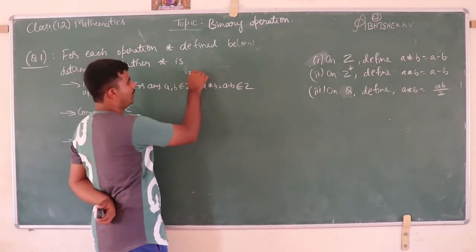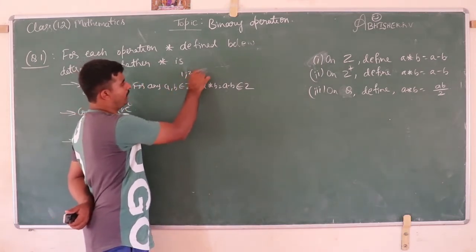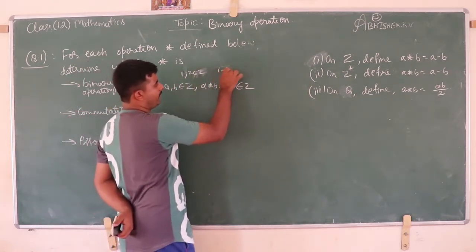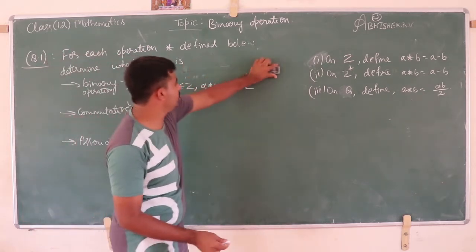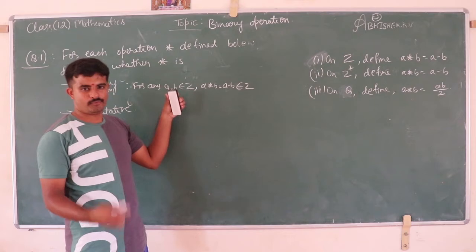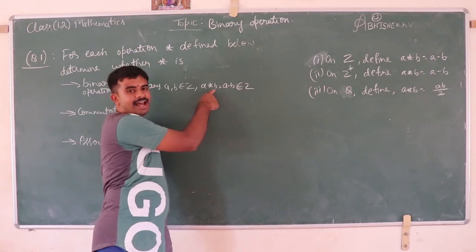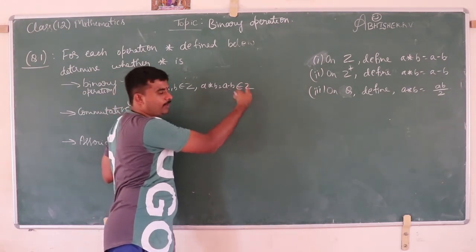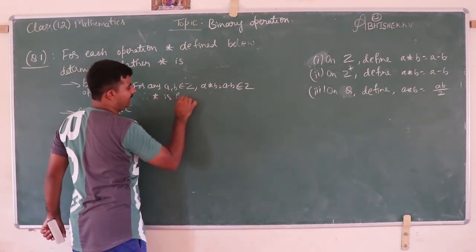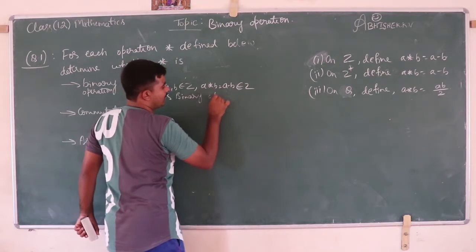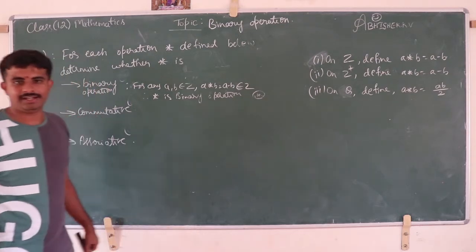See, if you consider 1 comma 2, both 1 and 2 belong to integers. What about 1 minus 2? Minus 1. This also belongs to integers. So it is enough to write for any two elements a comma b belongs to set of integers, then a star b is equal to a minus b belongs to the integers. Therefore star is binary operation. You will get 1 mark for this.